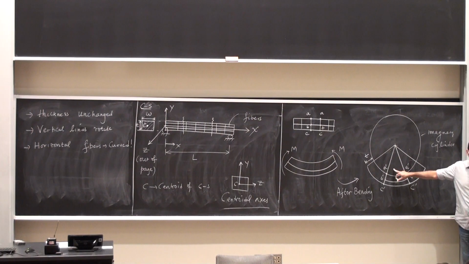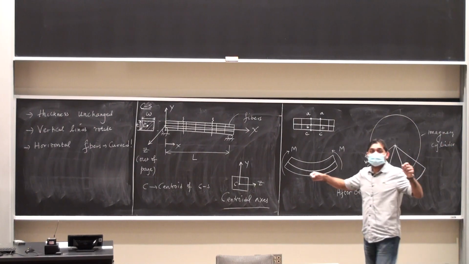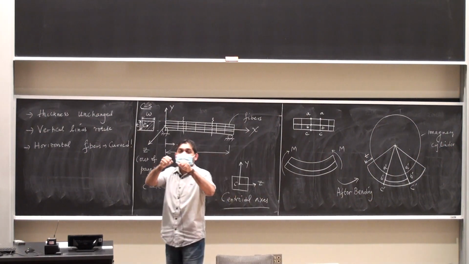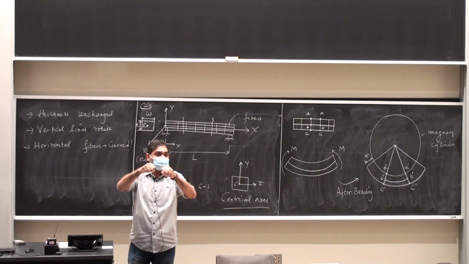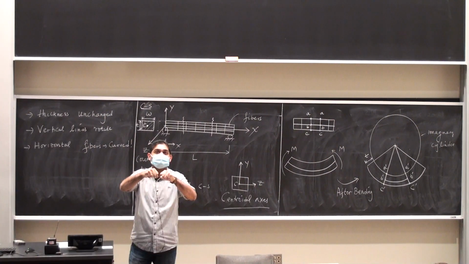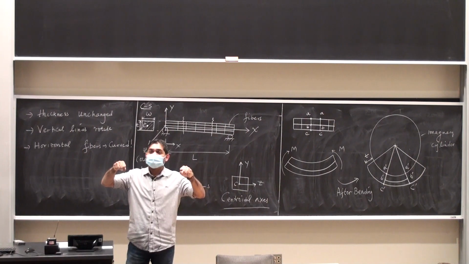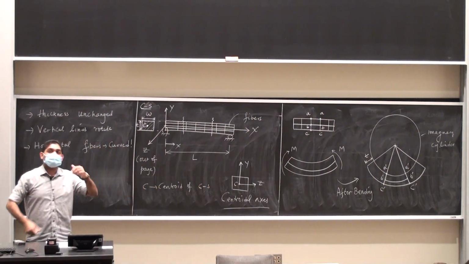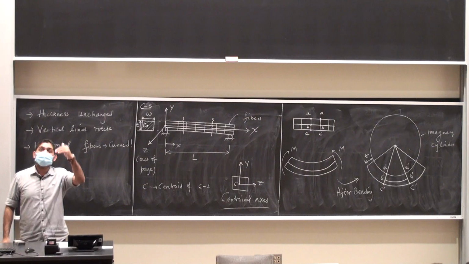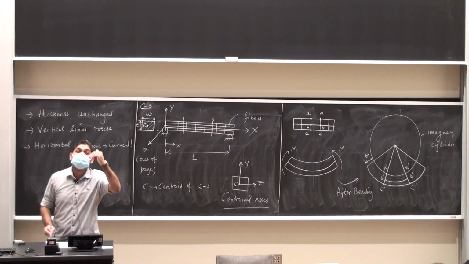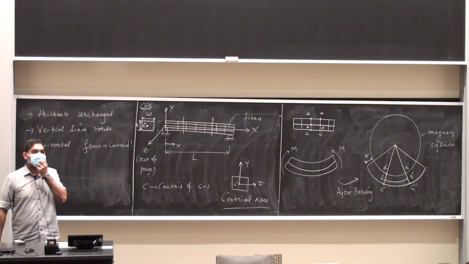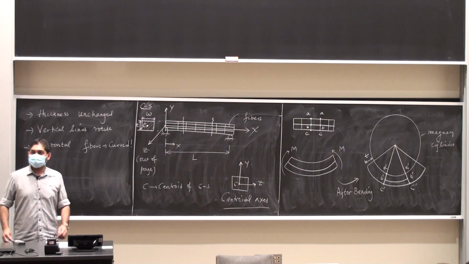These are the observations one can make from an experiment of this sort. It's a thought experiment, right? The length of A prime is lesser than AA. The length of C prime is larger than CC, which means that the line segment AA has shrunk or compressed, and the line segment CC has stretched or undergone an extension. If something is compressing and something is stretching, then in between there should be a line that has not undergone either. Does this make sense to everybody?